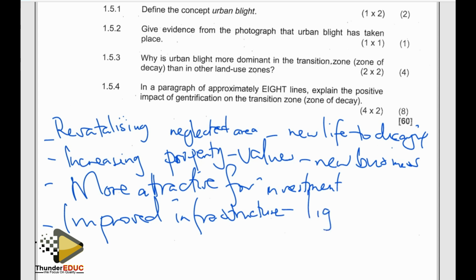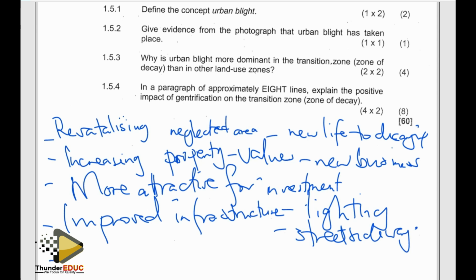For example, lighting. In this zone of transition, you usually find that the street lights are broken and not working. But now, given the coming of such people, we expect that they are going to improve the infrastructure. Street lights can get back to working, for example, or you can talk of the sidewalks. The walkways are also going to be maintained because of the gentrification process.